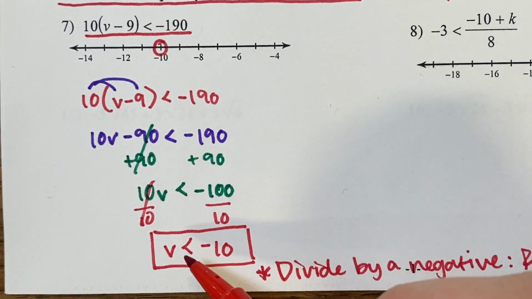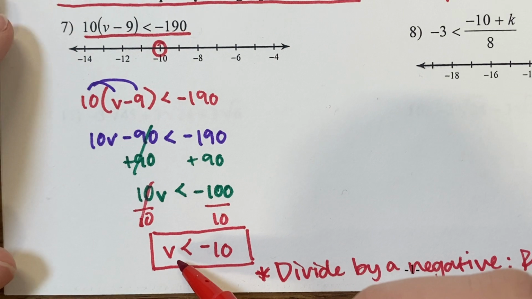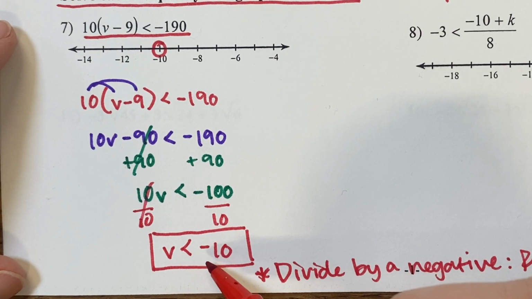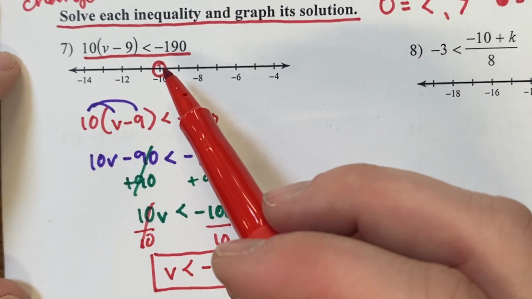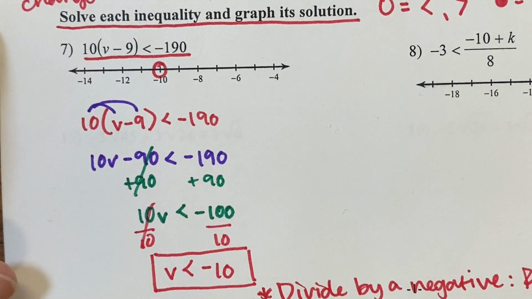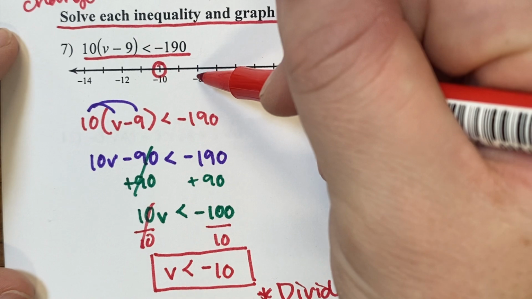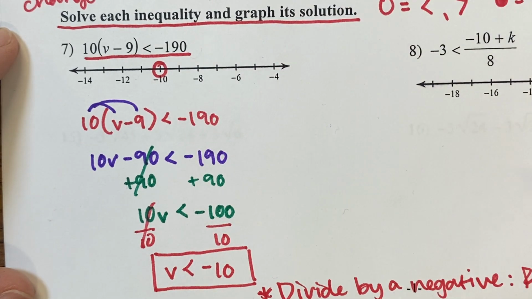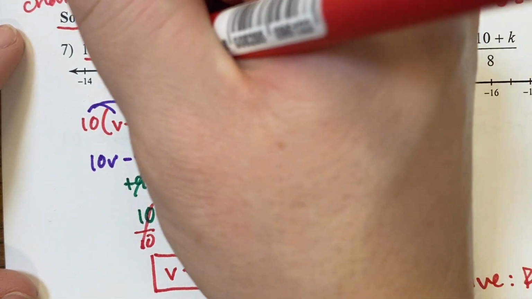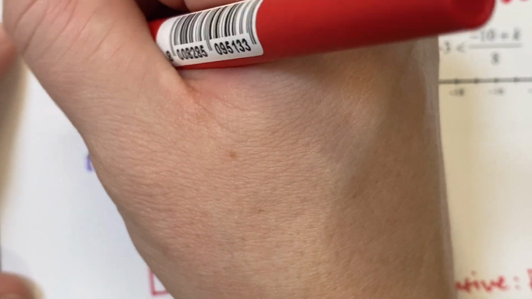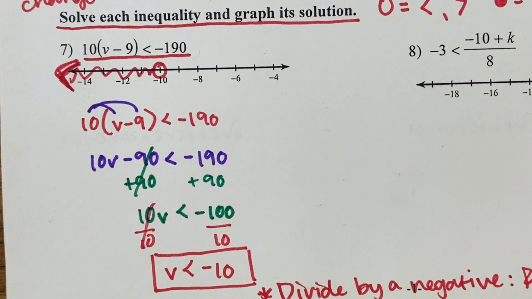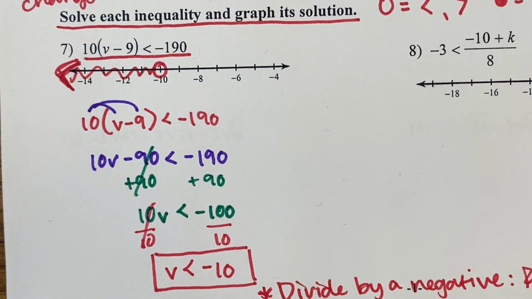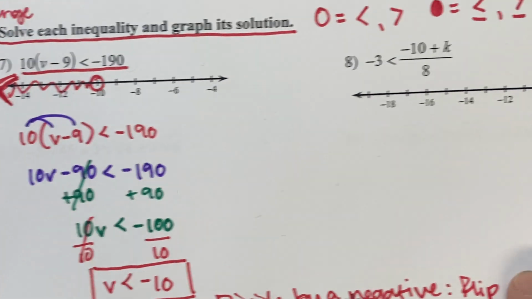And then we need to decide which way we're going to shade. If v is less than, my alligator's opening up to my negative 10. Well, the numbers that are less than negative 10, be careful. It looks like 8, negative 8, 6, and 4. But if it's less than, you're shading to the left because all those numbers are getting less than negative 10. And there we go.